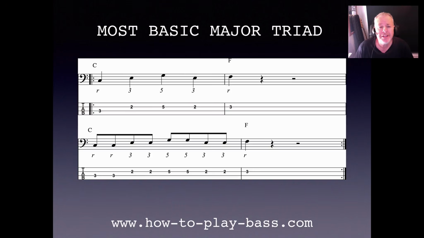The one thing to point out, although this is really basic and I'm sure you already know, what's nice about this resolution using R-3-5-3 from C to F is you get what's known as an indirect resolution formed by the G and the E. So the G is the upper scalar approach to F, and if you played root-3-5 and then played to F, the ear would go, yeah, that's cool, because G is the upper scalar approach to F, and that would sound natural, and the F would sound logical.